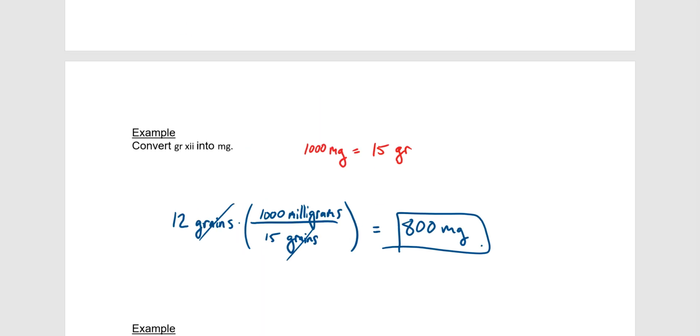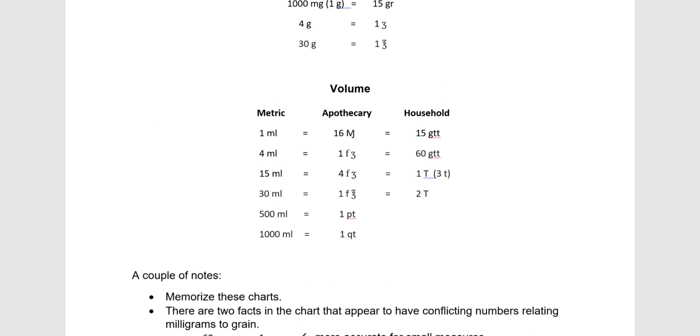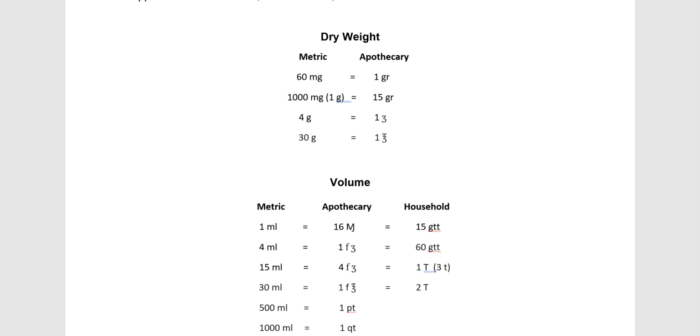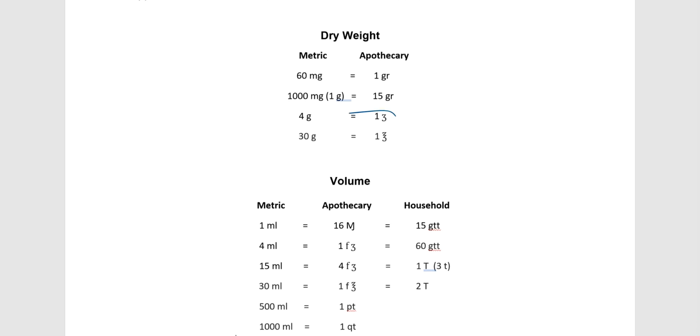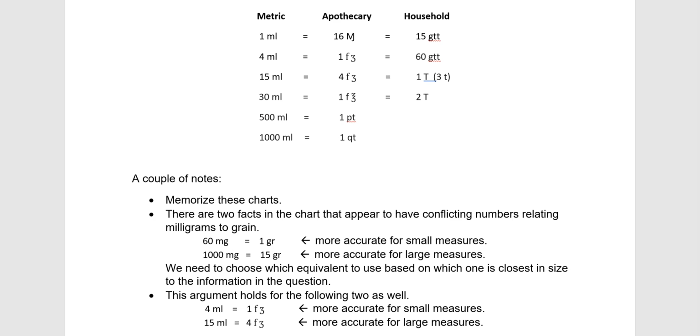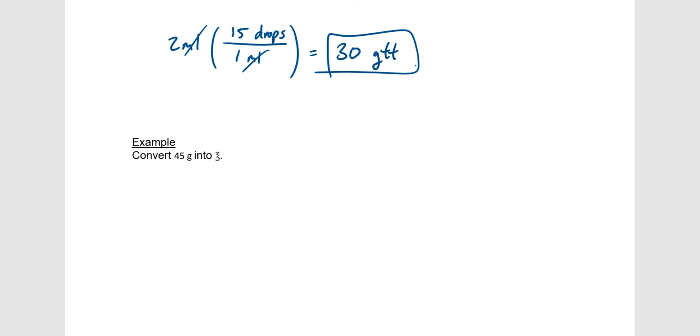Next one, we have 45 grams into ounces. And let's take a look up here, and that's ounces in the Apothecary system. So grams into ounces is going to be, oops, sorry, not just this bottom one, is going to be this bottom one. We have 30 grams for every 1 ounce. So that's what we're going to be using.